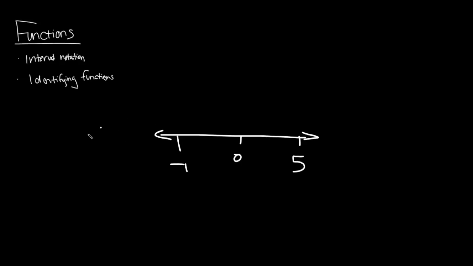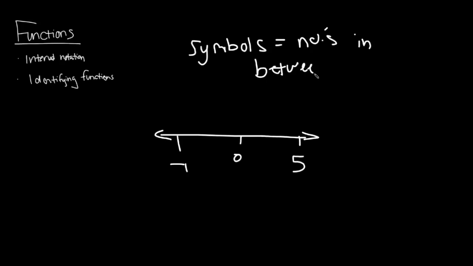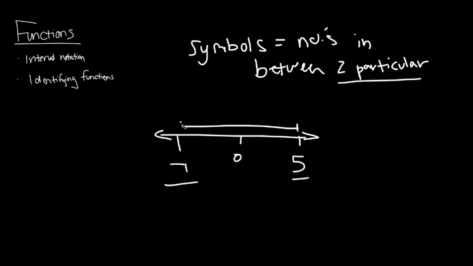And so basically interval notation means symbols that tell you the numbers in between two particular numbers. Now for this case, for this number line, the two particular numbers will be 5 and -1. And the numbers in between them are between these two numbers. Between 5 and -1, these are the numbers.